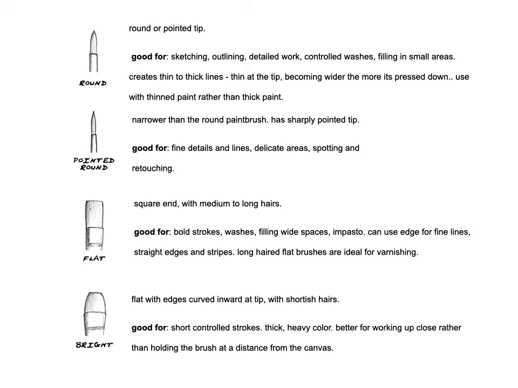Flat has a square end with medium to long hairs. It's good for bold strokes, washes, filling. These are also good when you want to blend some parts together. They're ideal also for varnishing. A bright is a flat with edges that curve inward, with shortish hairs. These are good for short controlled strokes and heavy color. If you want a big, bold, bright stroke, that's something a bright is good for.